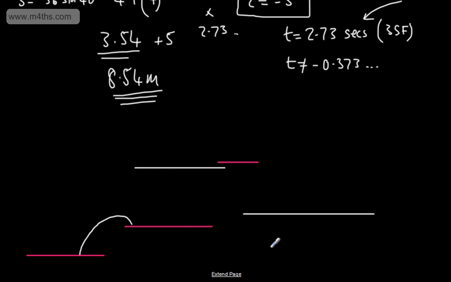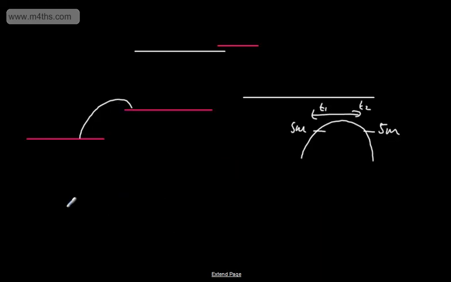We might have a scenario where we have a parabola, like so, and we want to find the time that it's above, let's say, 5 meters. So we want to find the time between these two. We're looking for t1 and t2 and subtracting them away. Or we might have something in context, for example, a basketball player chucking a ball through a hoop.